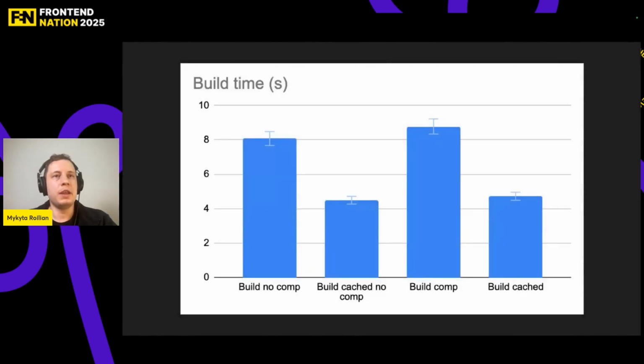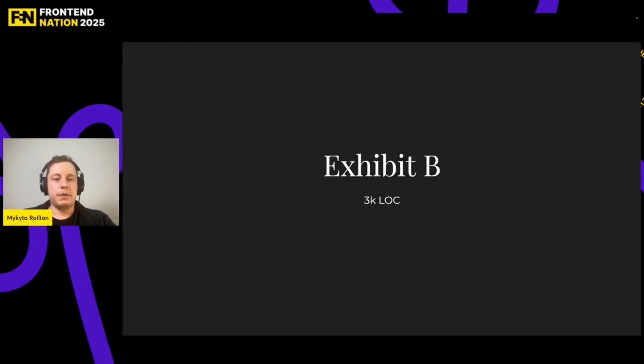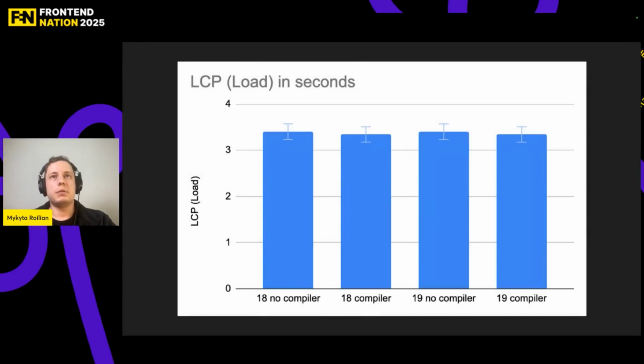Keep that in mind. And in build time, we have a little bit of an uptick, around 10%, pretty negligible in my opinion. Okay, so Exhibit B is 3,000 lines of code. This is an advanced to-do app. Think about it like a mix of a to-do app with a Trello board.